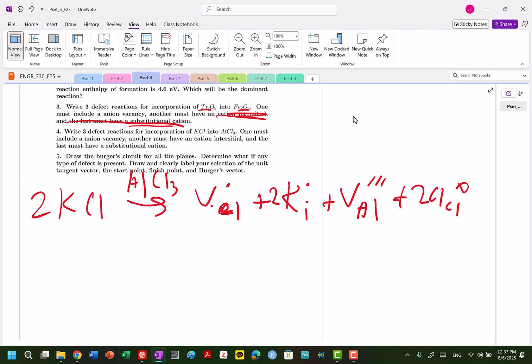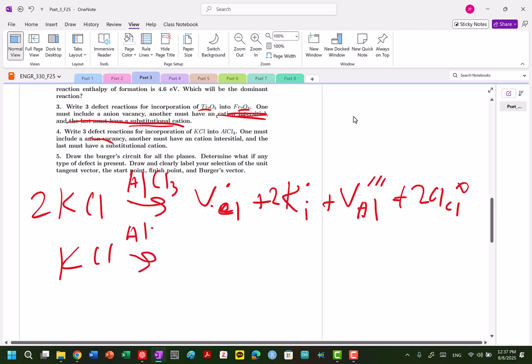All right, so we have the anion vacancy. We need a cation interstitial. We actually already satisfied that condition, but let's do a little bit more. Let's do cation interstitial 1, and I'm just going to do 3 plus vacancy Al minus 3 plus 3 ClClX.